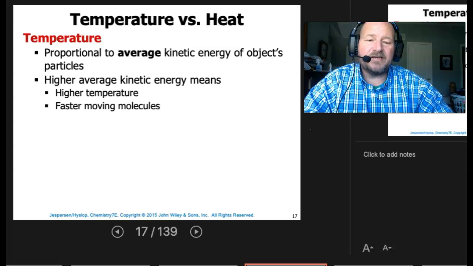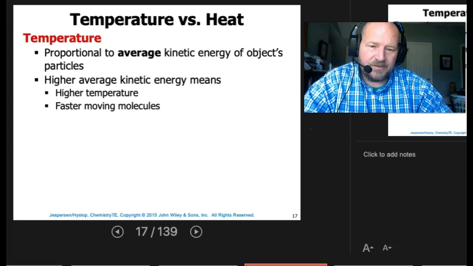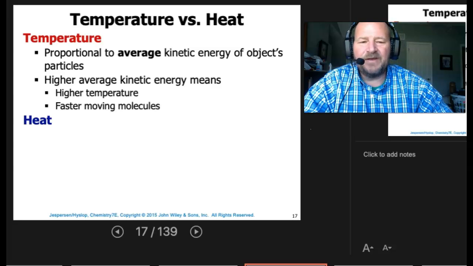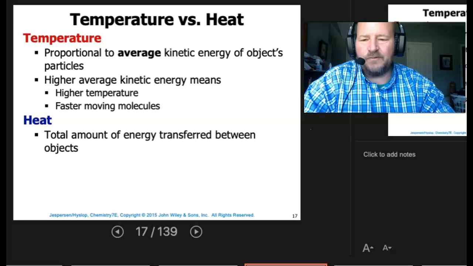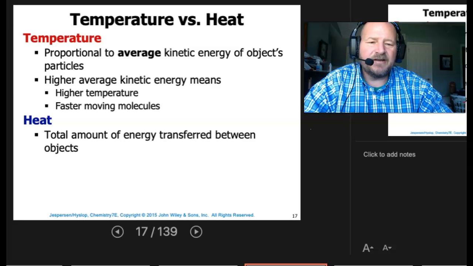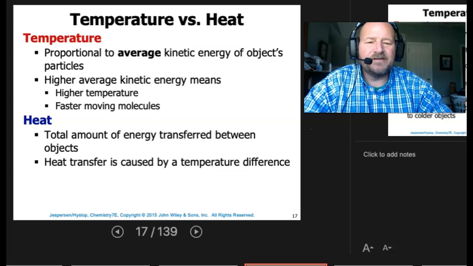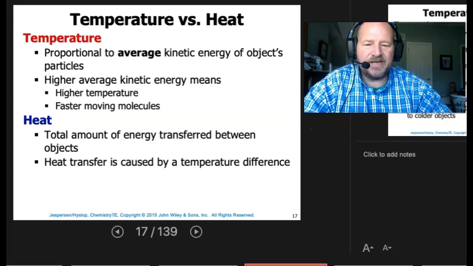Or a lot of times what we'll do is decrease the temperature, and of course that will in turn slow the particles down. So what's the difference then? What is heat? Heat is the total amount of energy transferred between objects. Now temperature and heat are related. Okay, that's going to be the key here. We can get an idea of the heat based upon temperature. Heat transfer is caused by a temperature difference. So if we see a temperature difference, that would be a calculation for the heat.